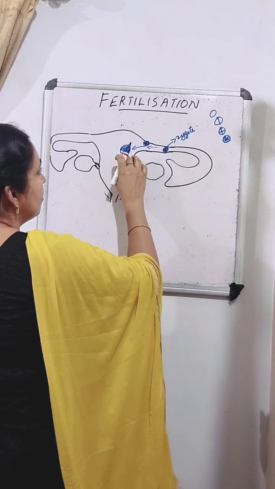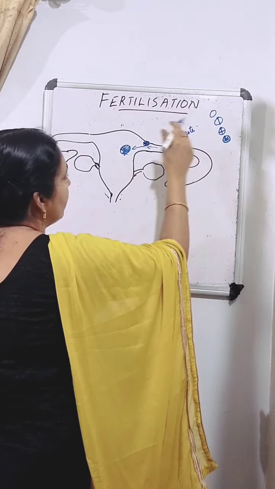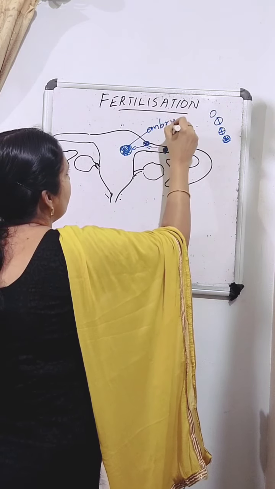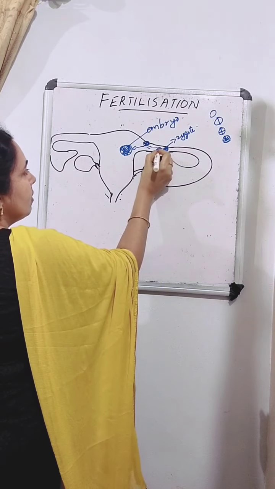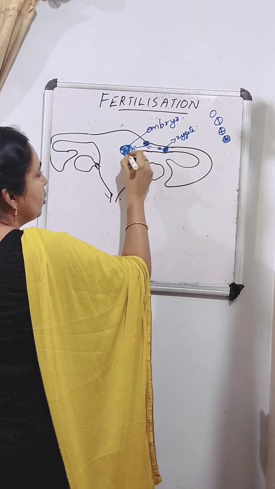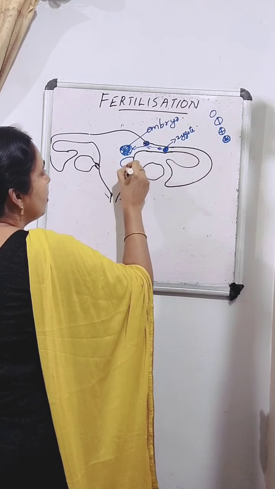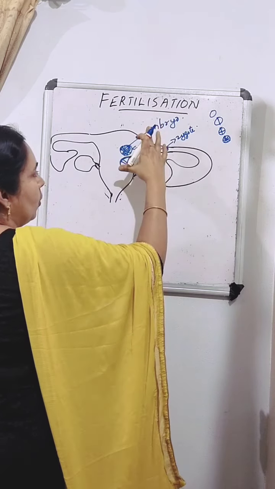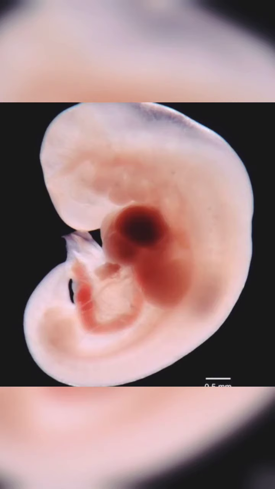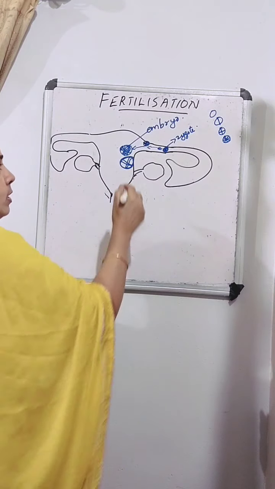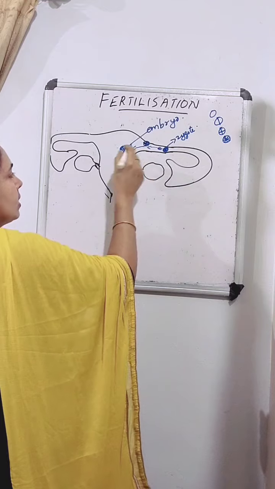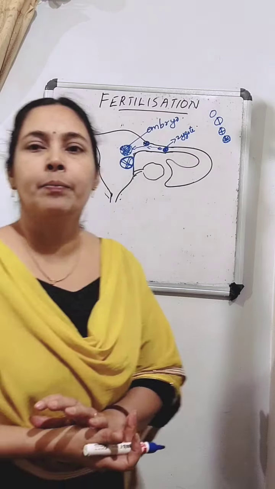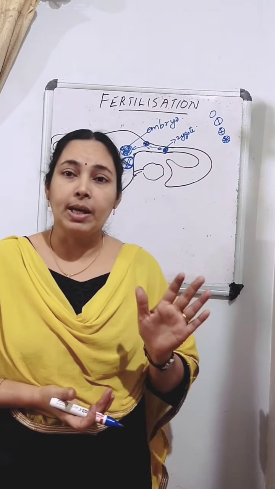So when it is a single cell, we call it a zygote. When it divides into many cells, then we call it an embryo. During division, this embryo begins to move towards the uterus. Then it will come and stick to the wall of the uterus and begin to grow into a baby. Its further development takes place inside the uterus. So this developing structure is termed as embryo.